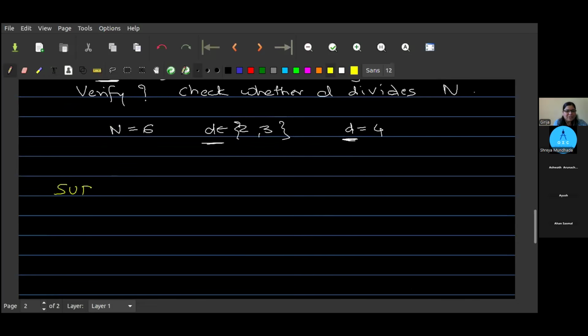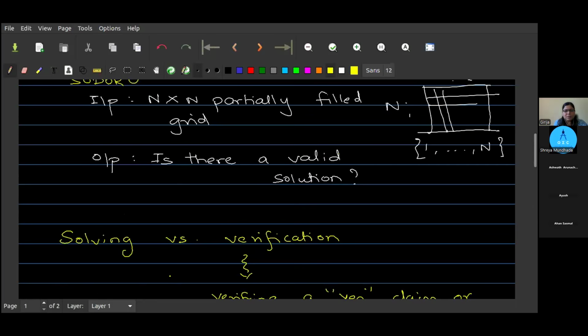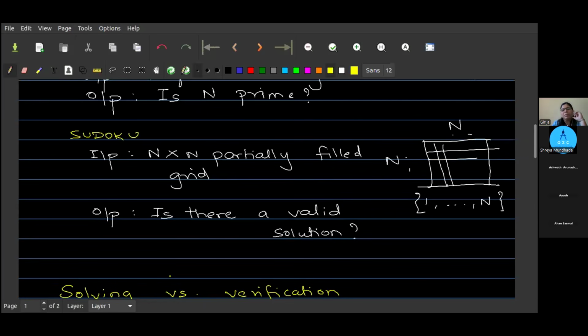So now let's look at Sudoku, but the yes claim. So the yes claim for Sudoku. This is the question. We are not looking for the solution, but we are looking for this answer: is there a valid solution?